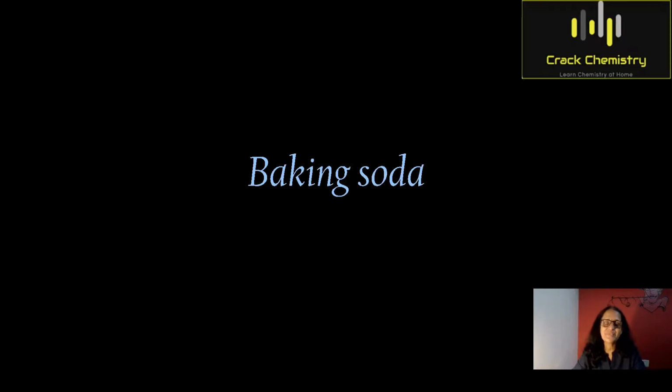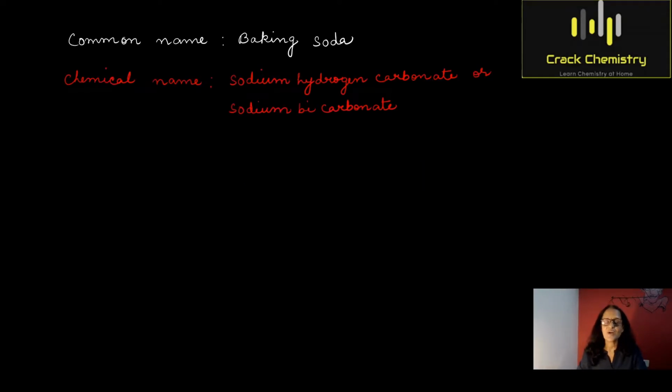Our today's topic is baking soda. Students, as I told you in the beginning, in today's session, I'm going to tell you a very interesting trick with the help of which you can easily learn the chemical equation for the preparation of baking soda without committing any mistake. One more point I would like to mention here is that baking soda is a common name, and the chemical name of baking soda is sodium hydrogen carbonate, or it is also called sodium bicarbonate. Now let's see the trick to learn the chemical equation for the preparation of baking soda.